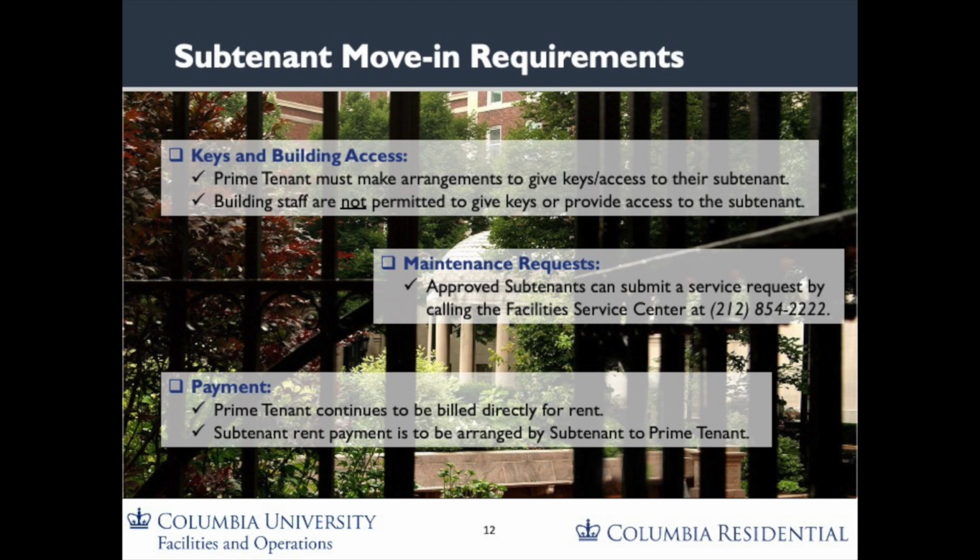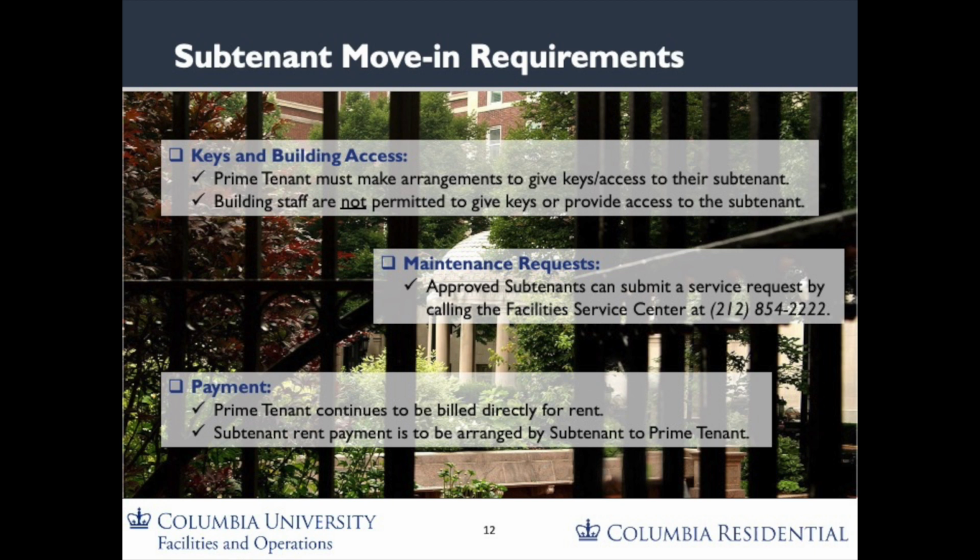Supers, et cetera, in your buildings, are not supposed to get involved with giving the keys to your subtenant. So you make your own arrangements with keys. Billing: basically, you're going to continue to be billed the rent. So let's just be clear. You're going to have a subtenant there. They're going to pay you directly, but you still have to, of course, pay your rent directly to Columbia on time around the first of the month. So just to clarify that.